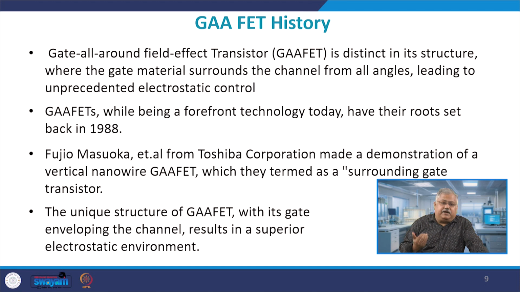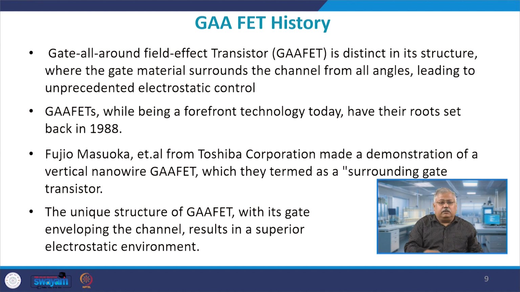Now GAA FET devices were in their initial phases around 1988, right? However, for the first time Fujio Matsuoka from Toshiba Corporation and his team made a demonstration of a vertical nanowire GAA FET, and they termed it the surrounding gate structure. So what happens in the surrounding gate is, if this is the channel, you are surrounding it from all 4 directions, like the palm of my hand surrounding this device, right? The current is moving in this direction, and the channel is formed in the circular direction.